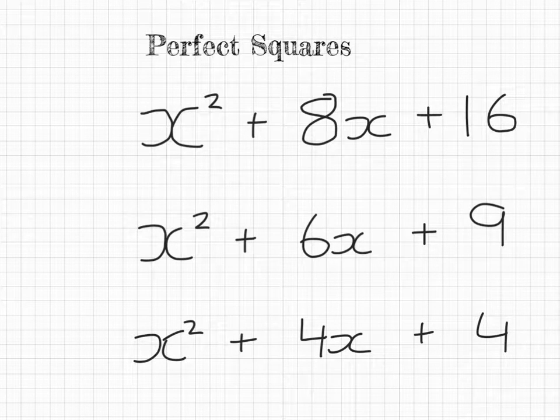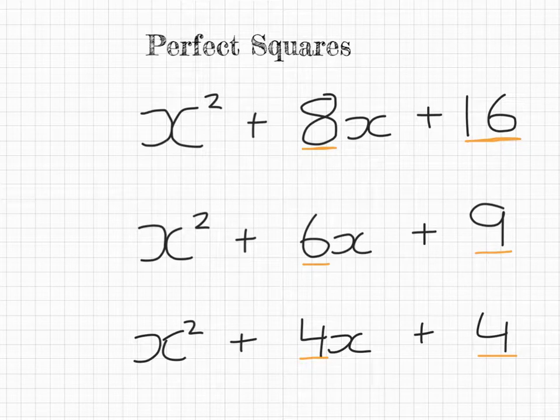Okay, here we have some examples of perfect squares. What you will notice is that what makes it a perfect square is that this number at the end here is always half the middle number squared. So half of 8 is 4 and square that is 16. Half of 6 is 3 and square that is 9. And half of 4 is 2 and square that is 4.